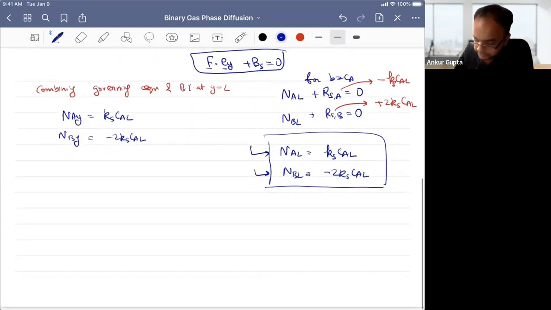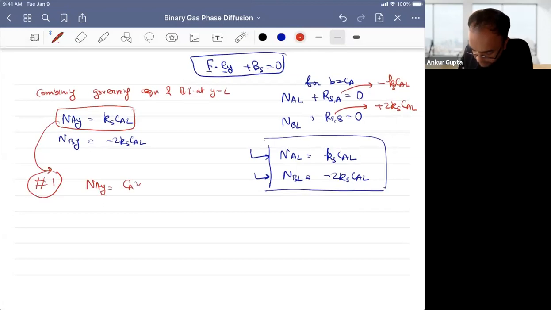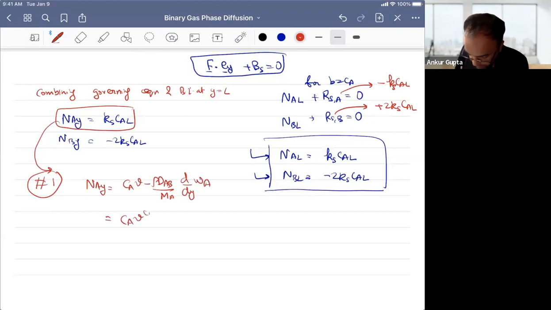We have two options. I'll only focus on NAY for now. Option number one is to use NAY equals C_A V minus D rho D_AB by M_A gradient d omega_A by dy. Or we can use C_A V of M minus C D_AB by M_A d chi_A by dy. Sorry, there is no D_AB by M_A, it's C D_AB.